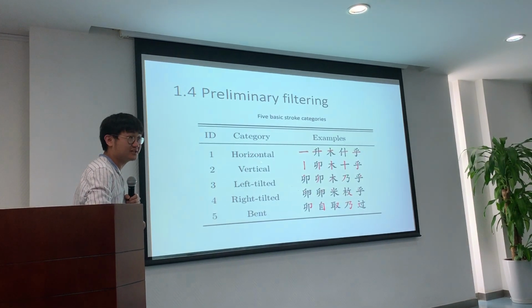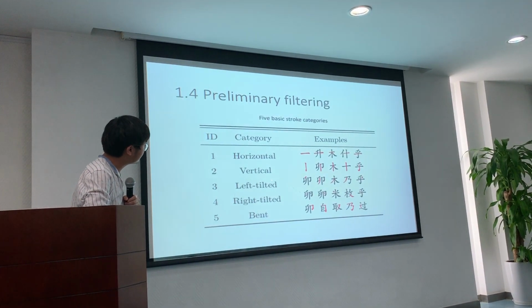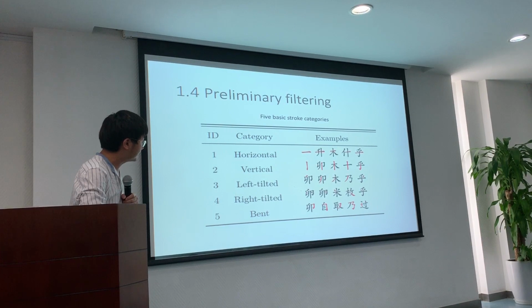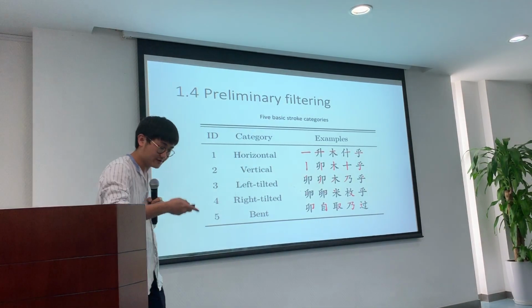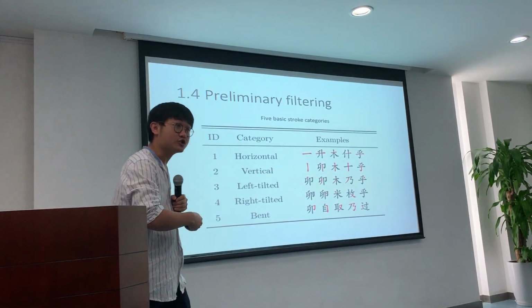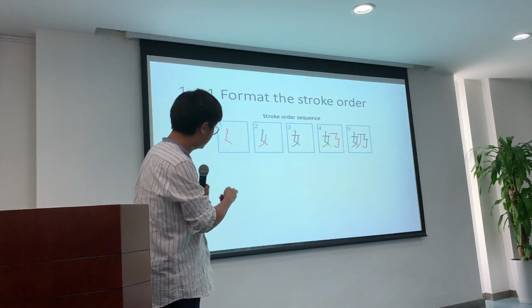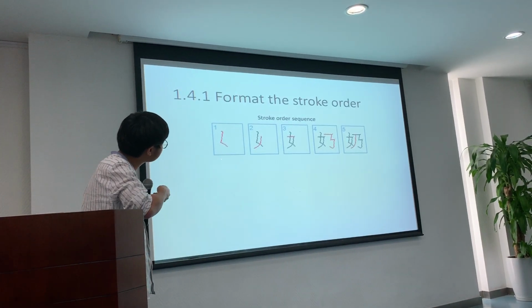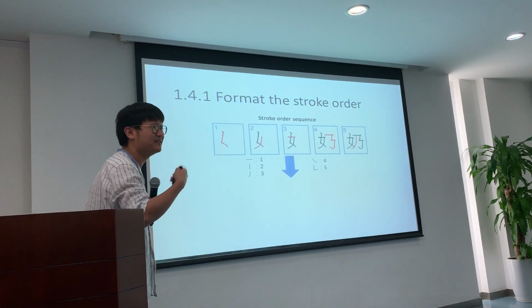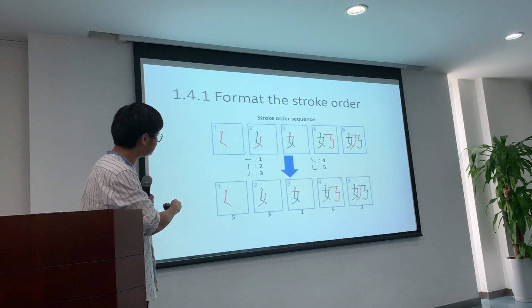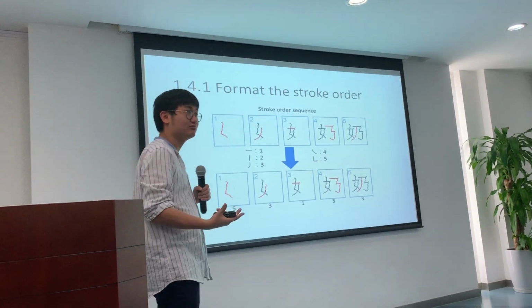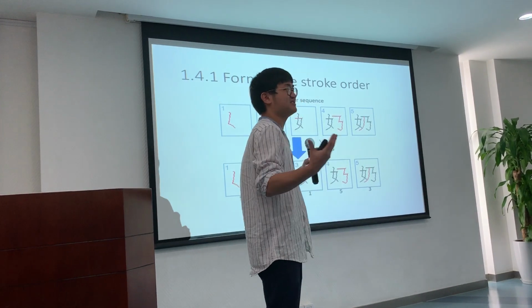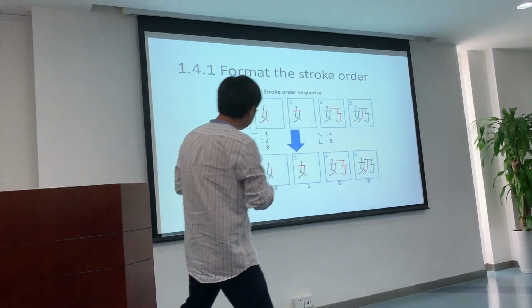The first one is horizontal, like this one. Second one is vertical, 3 for left delta and 4 for right delta, 5 for indent. With this mapping relationship, we can convert a stroke order sequence into a number sequence. Right? And when computers use numbers, they are very happy, right?